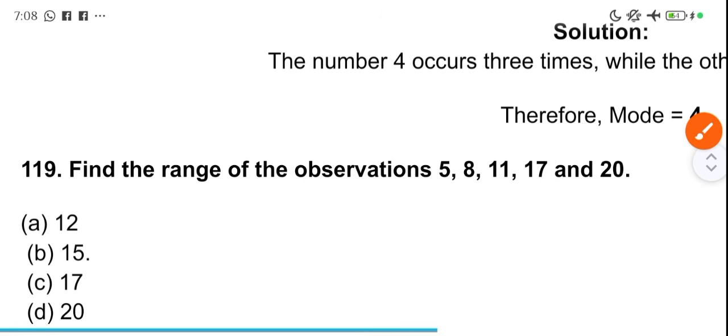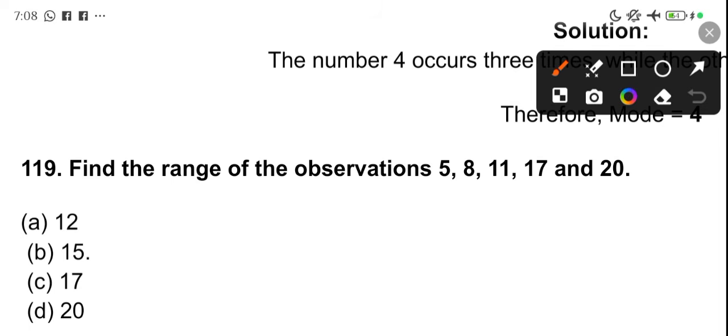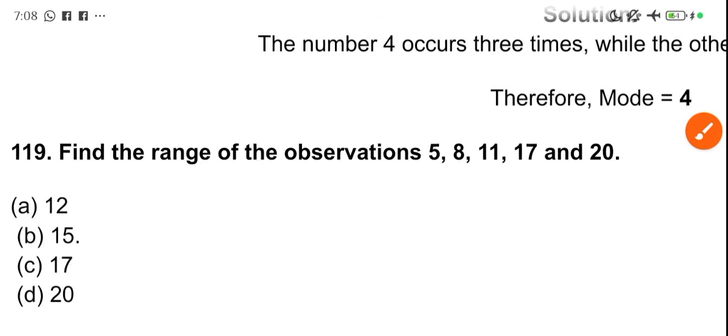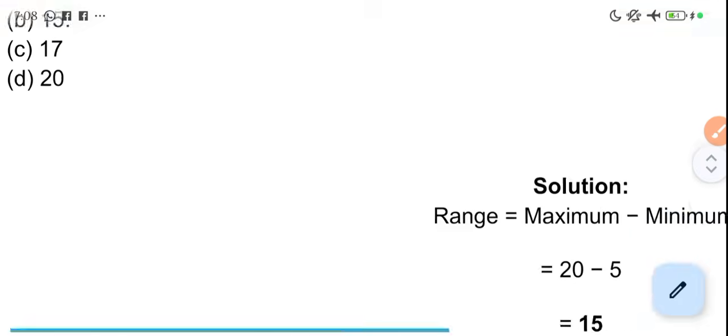Okay, so moving on. Find the range of the observations, highest minus lowest. So you have 20 minus 5, that gives us 15. So if you move up to the solution here, I wrote down here. So solution you have maximum minus minimum, that's 20 minus 5, that's 15. And that gives us option B as the correct answer.